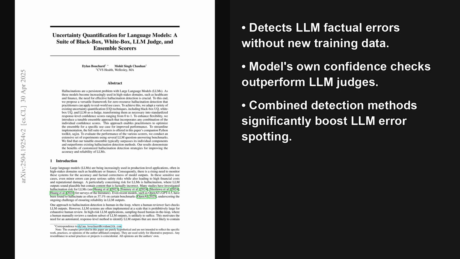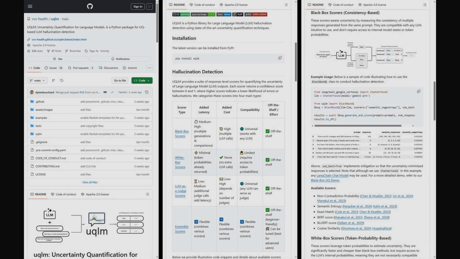They adapt various uncertainty quantification techniques. These are ways to measure a model's confidence, transforming them into standardized scores. A key idea is their tunable ensemble approach, which cleverly combines these scores and often works better than individual methods or existing techniques. It's great to see they also released the UQLM Python package for this work.